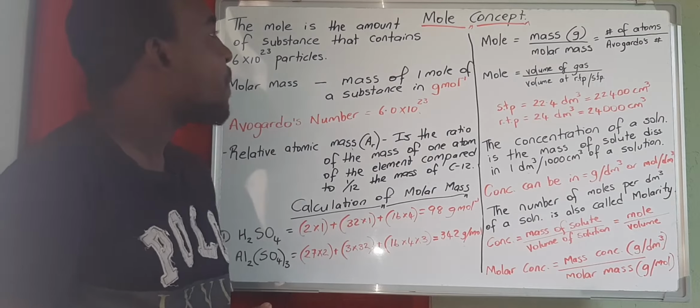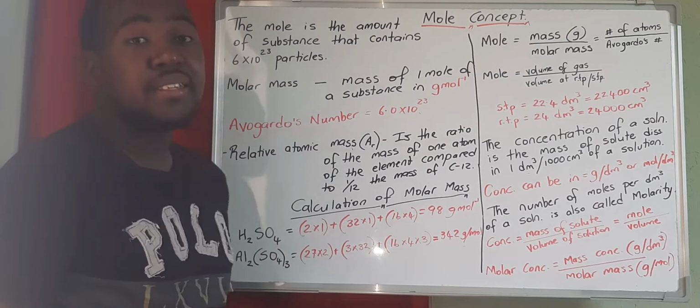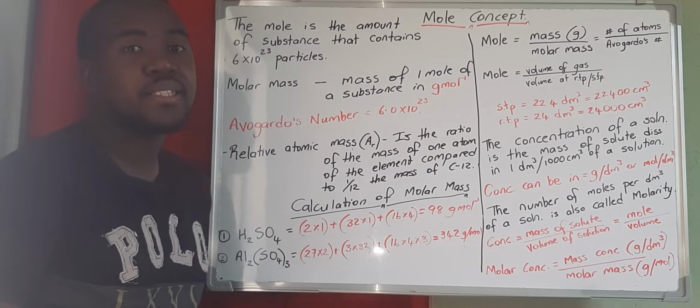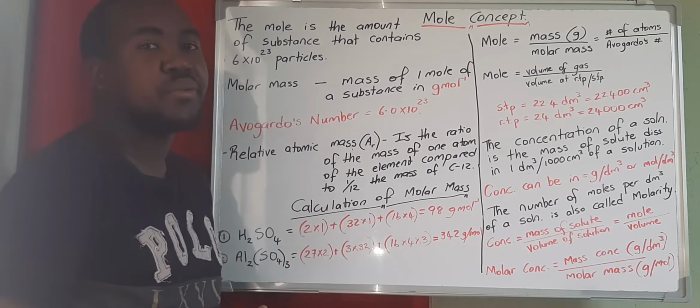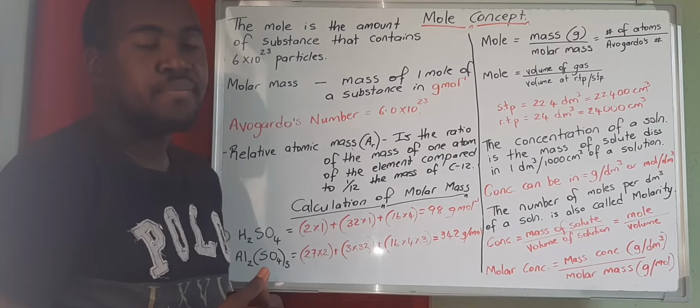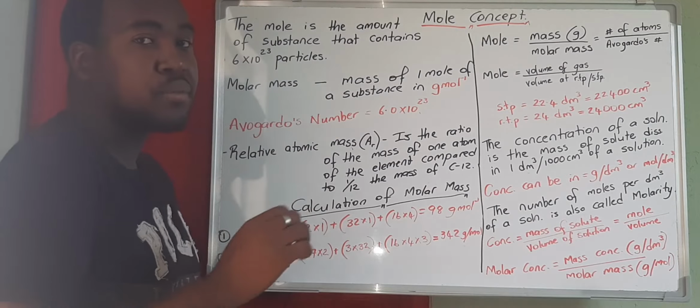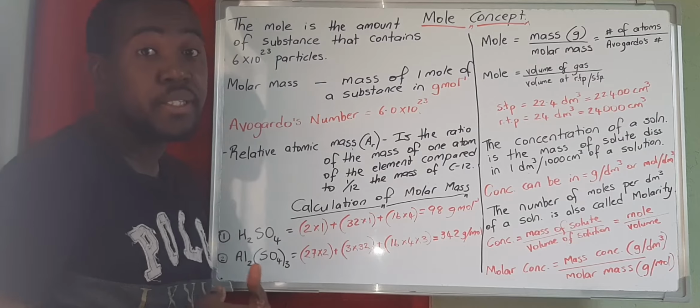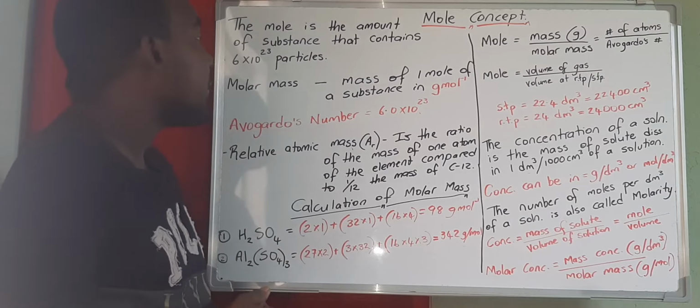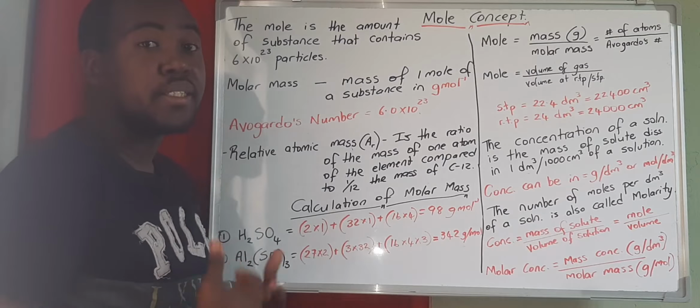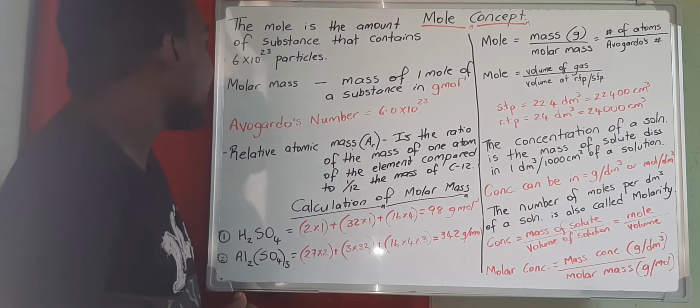So let's go. The mole is the amount of a substance that contains 6 times 10 to the 23 particles. That's what a mole is. A mole has that number of particles present in any substance. The substance can be a solid, liquid, or gas; it doesn't matter.